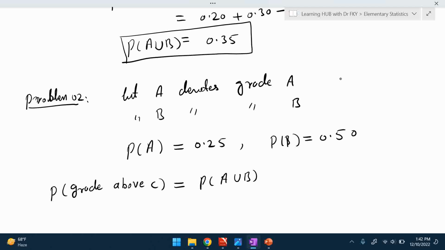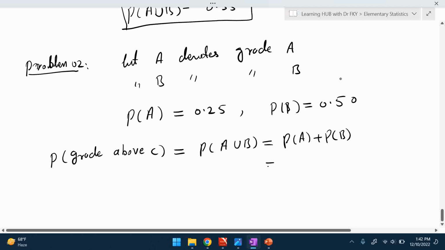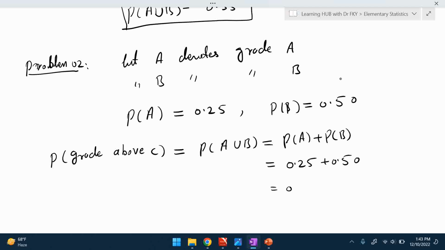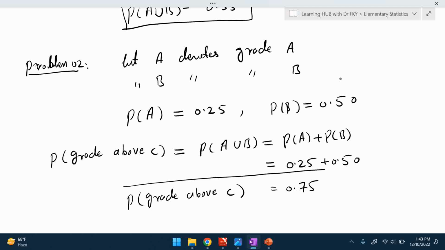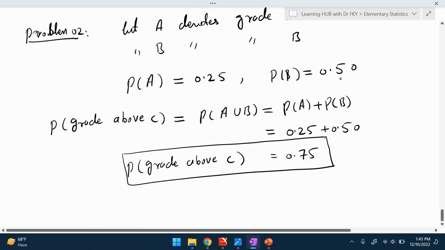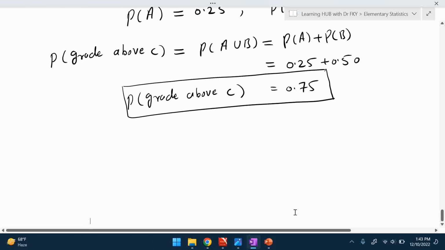You can say OR instead of union. So this is equal to probability of A plus probability of B. And remember that grade A and grade B are mutually exclusive. There is no common point, so you do not need to consider the third term and just need to add the probabilities. That is 0.25 plus 0.50. That gives 0.75. So the probability that your grade is above C is 0.75. We have 2-3 more problems. So let's solve different problems so that your concept will be more clear.